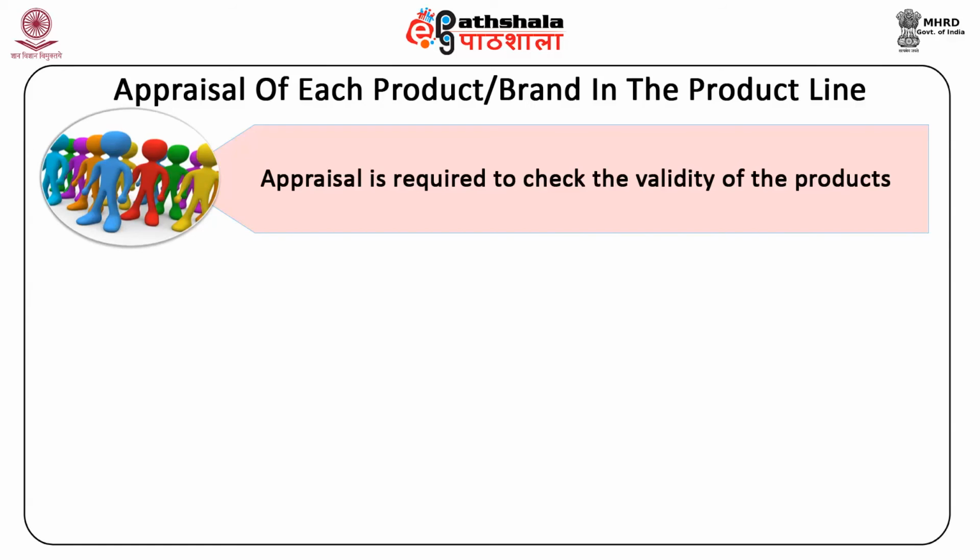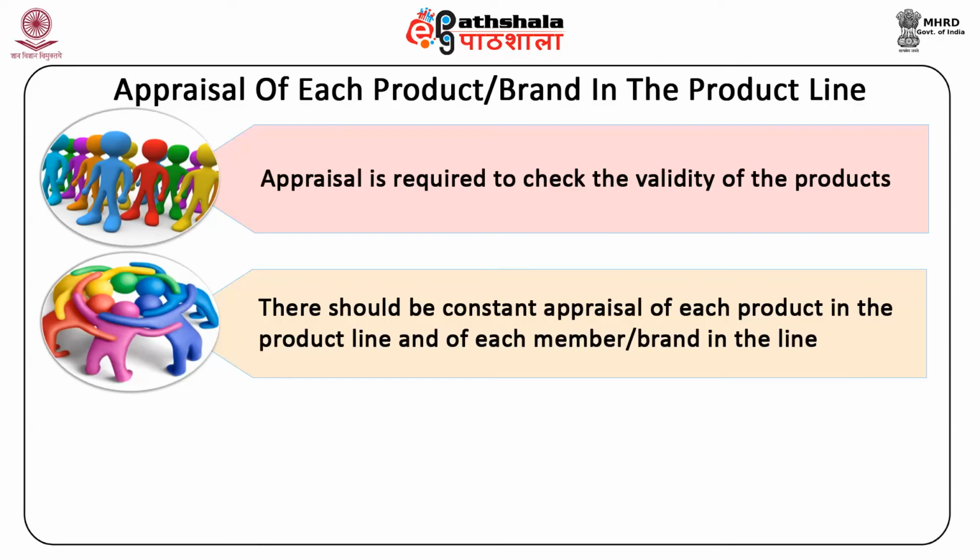Companies try to measure the market acceptance of their products from time to time in order to find out their popularity amongst the consumers. Some of the products are required to be withdrawn from the market due to functional obsolescence, which can occur because of changing fashion or the arrival of new or improved substitute products due to new and improved technologies. Therefore, there should be constant appraisal of each product in the product line and of each member or brand in the line.